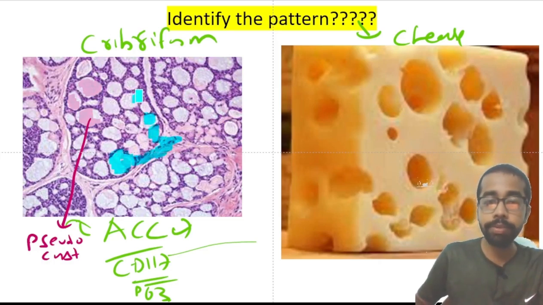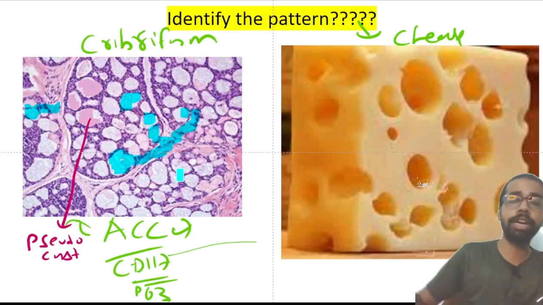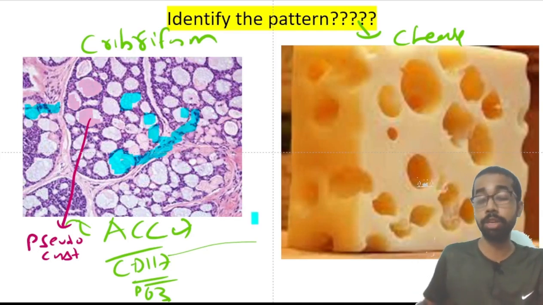Yes, here also, everywhere. Most of the time they are pseudocysts. Sometimes you can see the stroma going inside also. So it's the stroma that is being entrapped by the basaloid cells of adenoid cystic carcinoma. It's not a true cyst. That's what you need to remember.